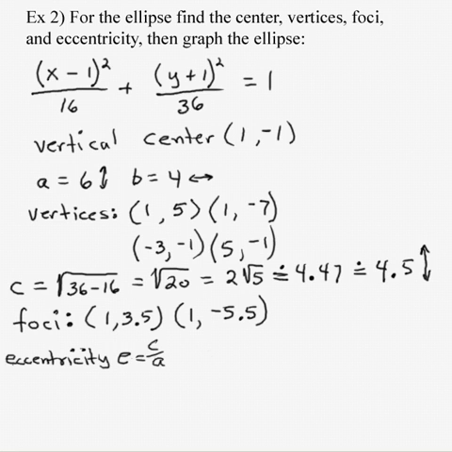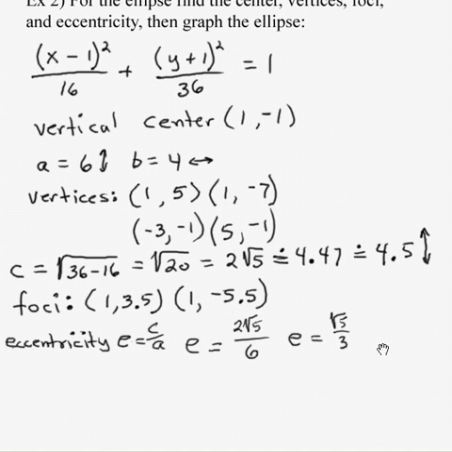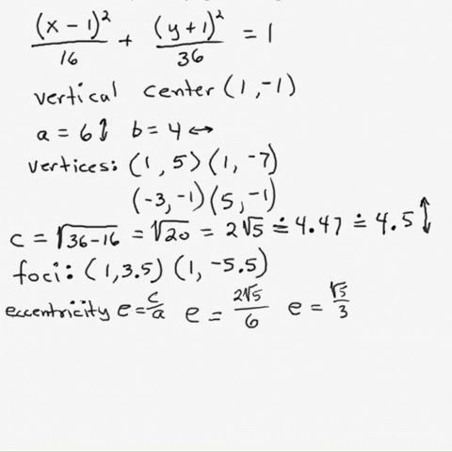Eccentricity is still C over A. In this case, that's 2 square roots of 5 over 6, and that reduces to the square root of 5 over 3 if we leave it as an exact value. Some books will ask you and some teachers will ask you for a decimal equivalent. We're going to try to go with the exact values.